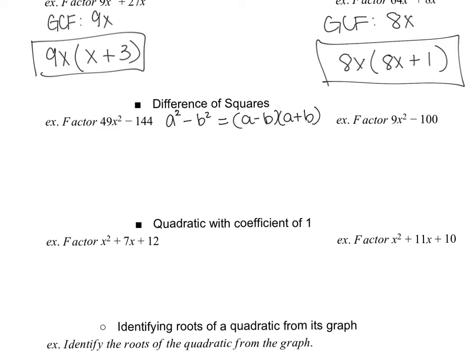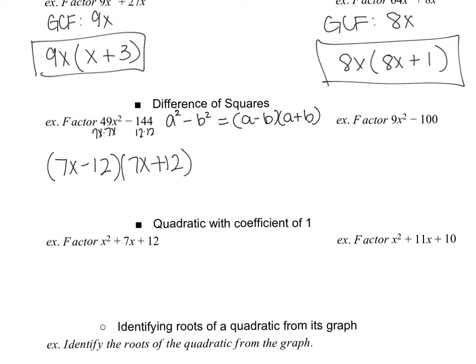So we have to figure out what number squared is 49x squared and what number squared is 144. So if I do 7x times 7x, we're going to get 49x squared. And if we do 12 times 12, we're going to get 144. Which means 49x squared minus 144 factors as 7x minus 12, 7x plus 12.